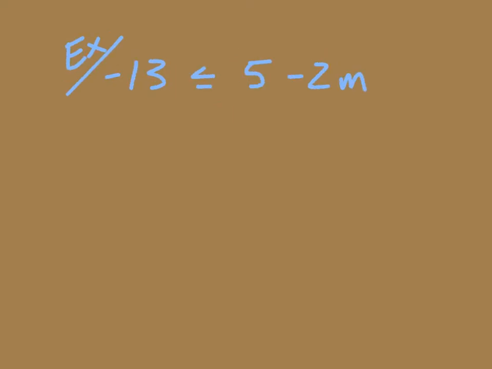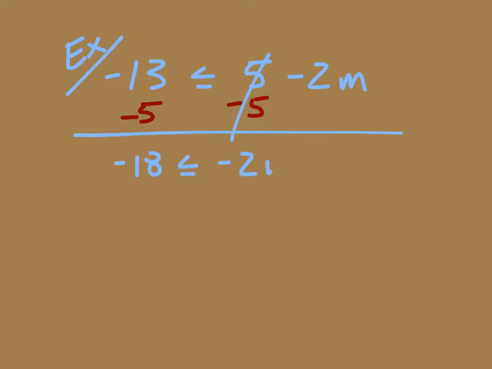Okay, on this next example, you have negative 13 is less than or equal to 5 minus 2m. Now I want to isolate my m variable here. So what I first want to do is move my 5 over. So I'm going to subtract my 5 from both sides. And from there, I have 5 minus 5, which cancels out to 0. Negative 13 minus 5 gives me negative 18 is less than or equal to negative 2m.